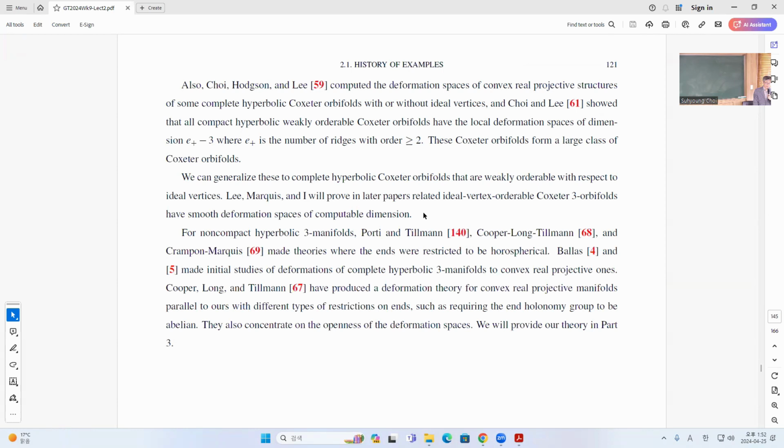Okay. And then we plan to do something here. And then Porti and Tillmann made theories with n-cell restrictive horospherical and made the study of compact hyperbolic ones to projective ones. Okay, and then they also did some deformation theory for parallel, but with a different type of restriction on the end. So we are variant. Okay.